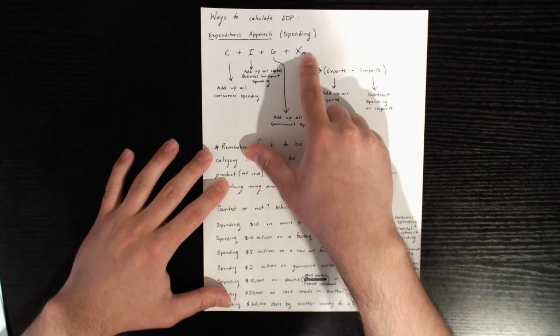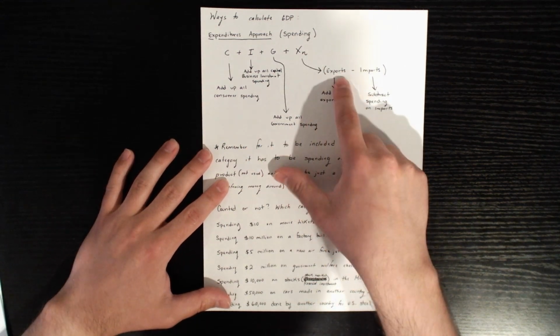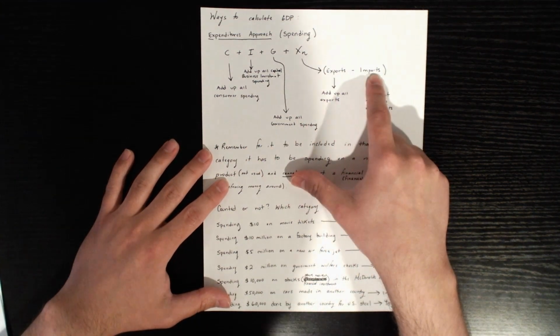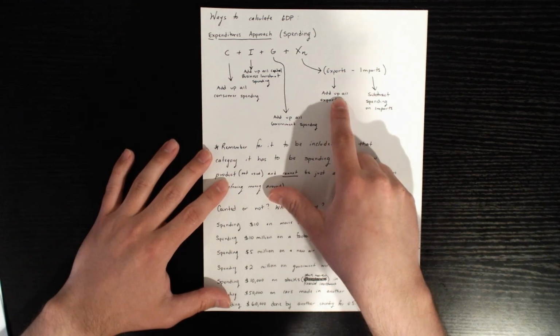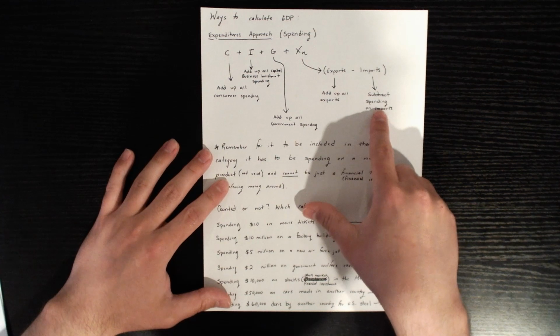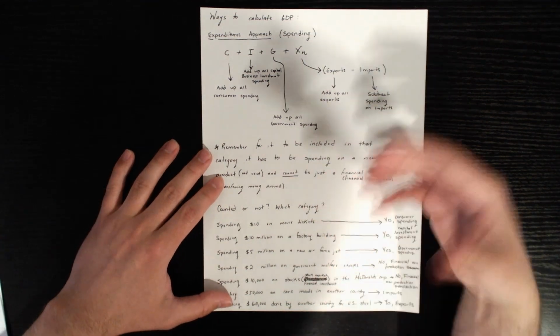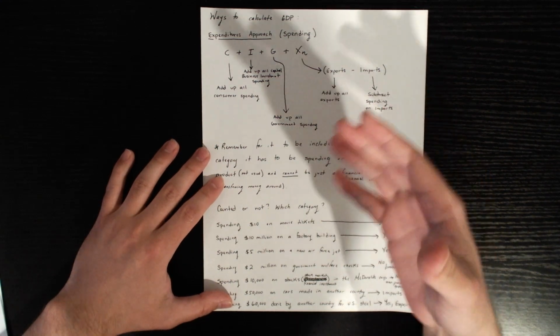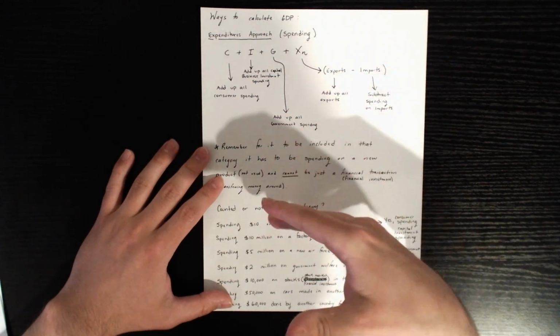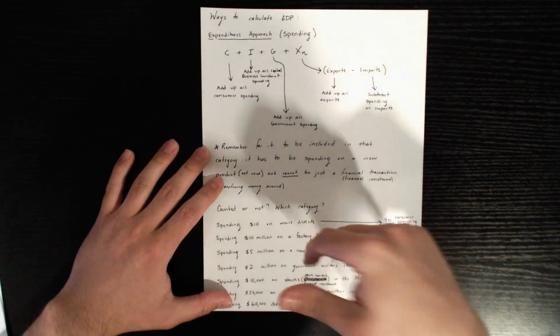And then we have XN, which is international trade, which is exports minus imports. So we add up all of the value of our exports to another country and then subtract spending on imports because that spending was not done on stuff that's produced in our country. So we can't really count that in our GDP.